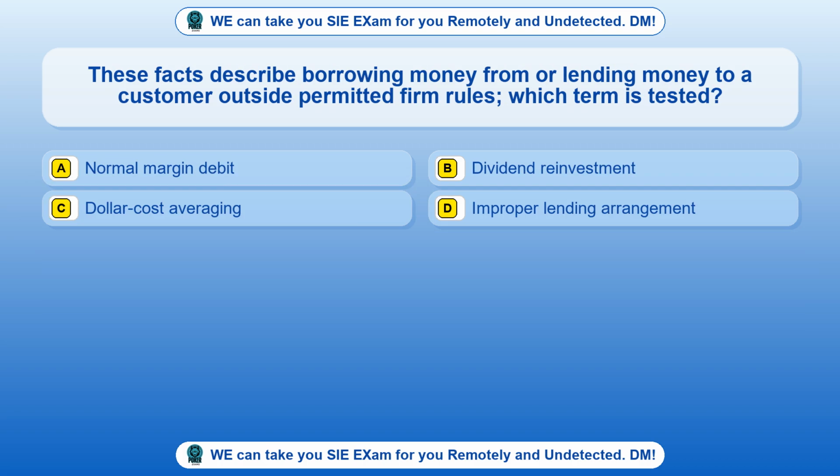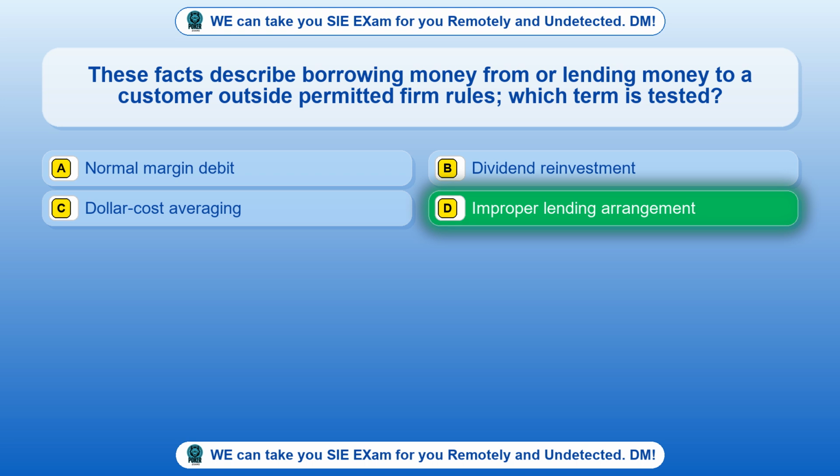Question 24. These facts describe borrowing money from or lending money to a customer outside permitted firm rules. Which term is tested? Option A, normal margin debit. Option B, dividend reinvestment. Option C, dollar cost averaging. Option D, improper lending arrangement. The correct answer is option D, improper lending arrangement.